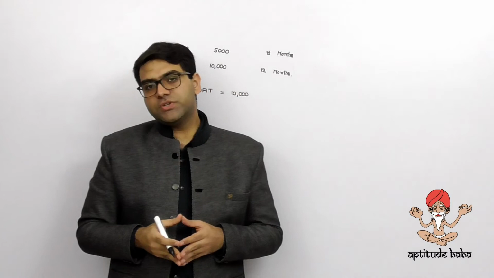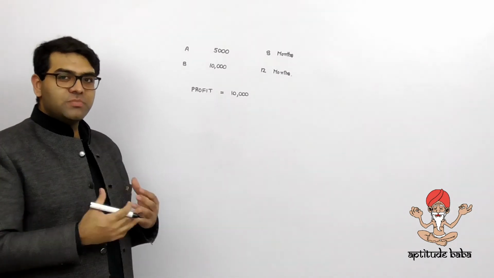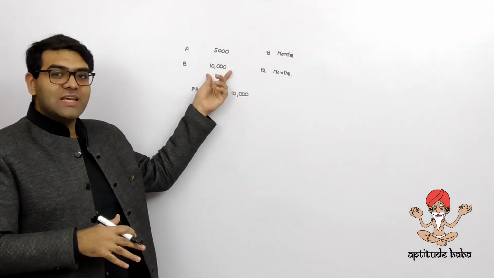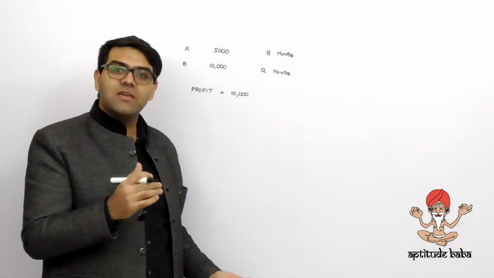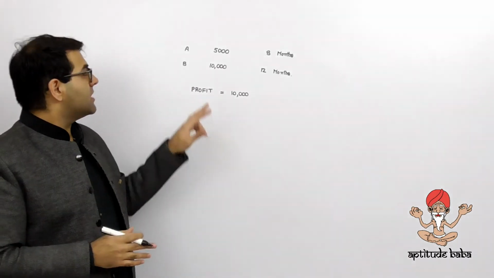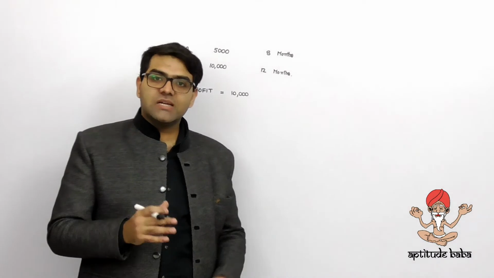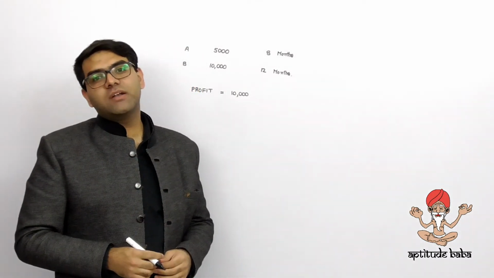नाउ माय क्वेश्चन हियर इज, ये 10,000 रुपीज का जो टोटल प्रॉफिट हुआ है इसमें से ए का शेयर कितना होना चाहिए और बी का शेयर कितना होना चाहिए? Should I say that the profit should be divided in the ratio of the capital invested, or should I say that the profit should be divided in the ratio of the time investment? एक्चुअल में यहाँ पे कैपिटल इन्वेस्टेड भी अलग अलग है और टाइम इन्वेस्टेड भी अलग अलग है. We need to consider both these factors while we are dividing the profit.